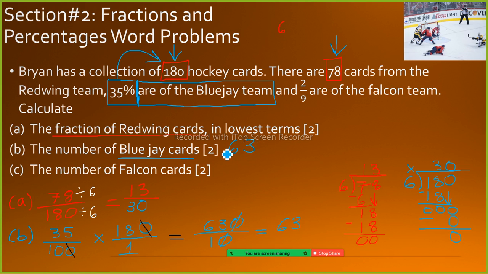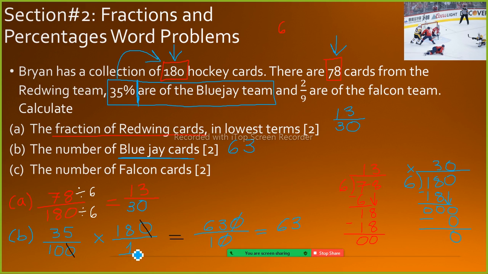So 63 is for B, and then 13 over 30 is for A. Excuse me. How do we get the one there? You mean 180 over 1? No, like the one that. You mean now? Yes, sir.